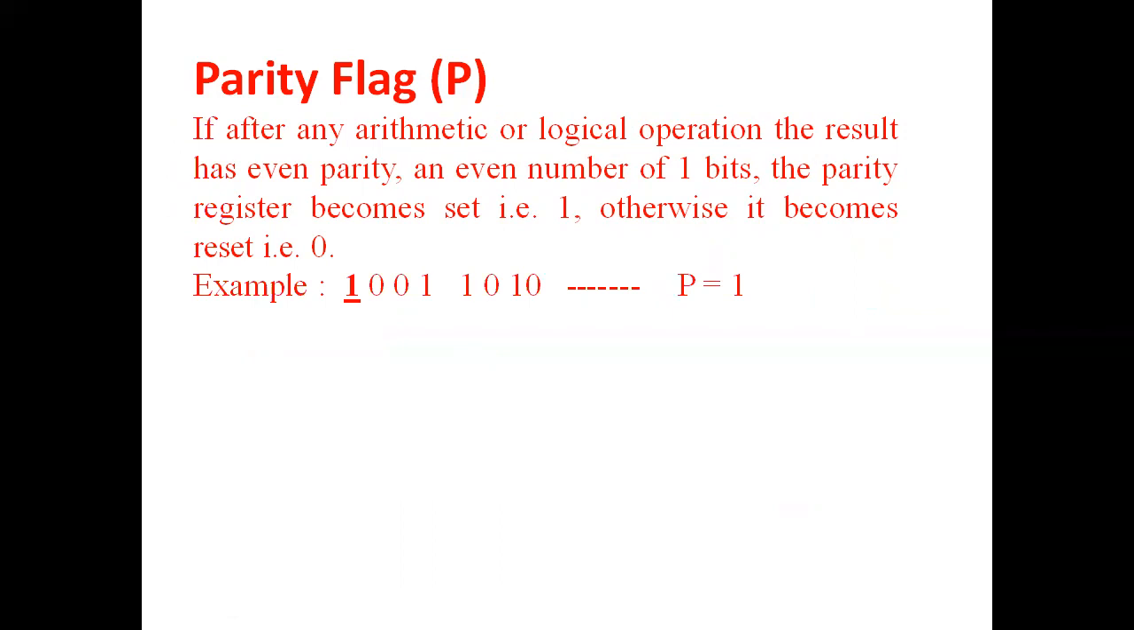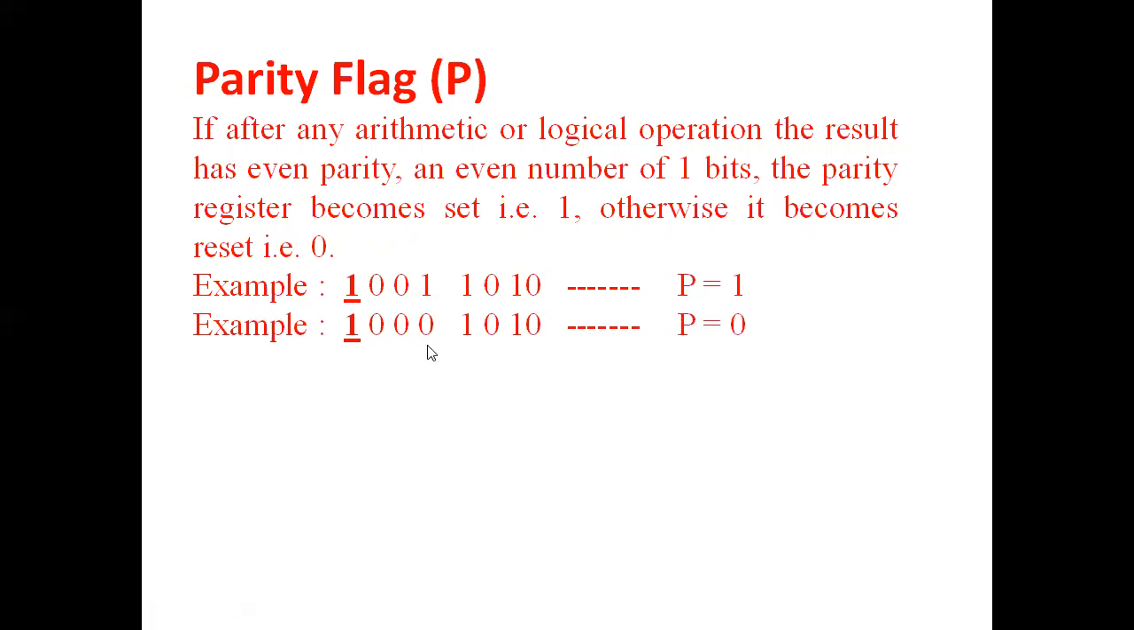The first example: after doing an arithmetical and logical operation, the result is 1001 1010. So how many ones am I getting? That is 1, 2, 3, 4. Four is an even number, so I am getting even parity. Even parity means parity is equal to 1.